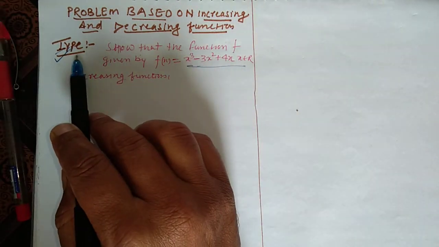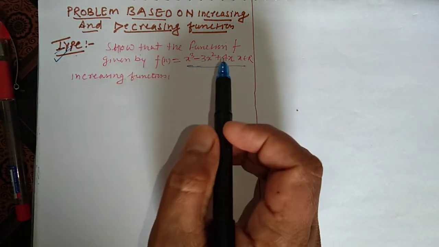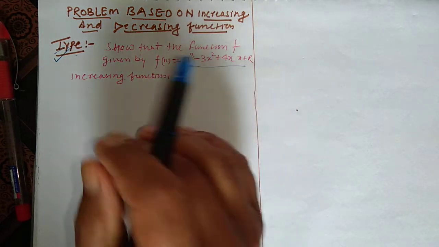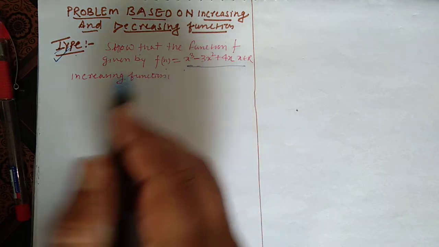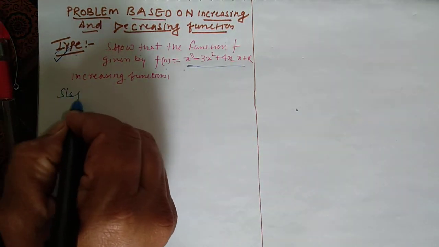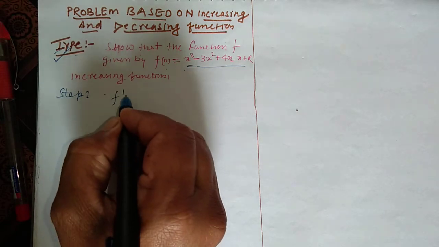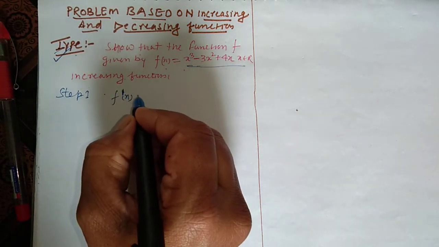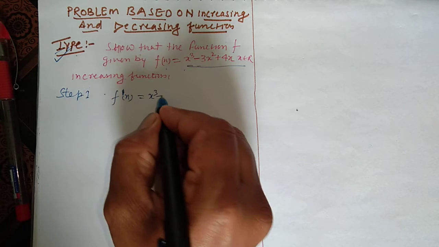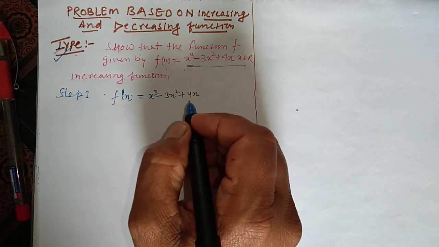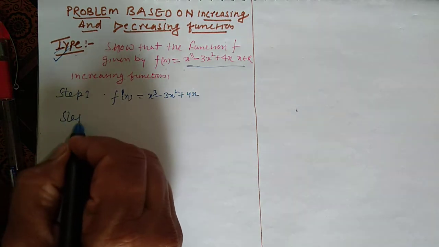So the type 1 question is that you will be given a function and you have to prove that the given function is an increasing or decreasing function. So step 1, you have to write the given function. First of all, f(x) is equal to x cube minus 3x square plus 4x.